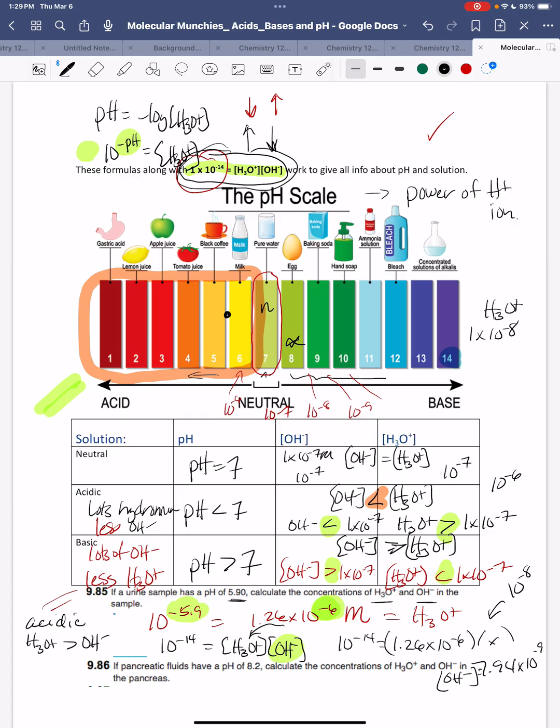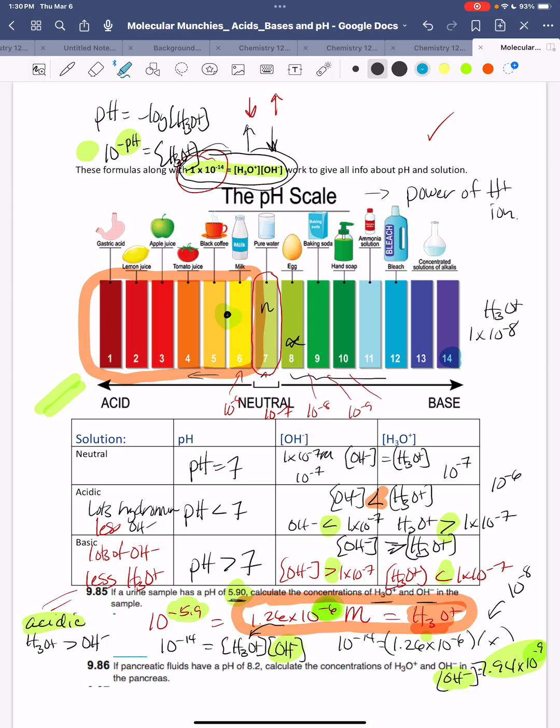So big question, just thinking this through. This is our concentration of hydronium, H3O plus. This is our concentration of OH minus. We've decided that this is an acidic solution because the pH is down here on the acid end, right? So the acidic end right here. So the question is, is this number larger than this one? Is the H3O plus concentration larger than the OH minus? And the answer is yes.